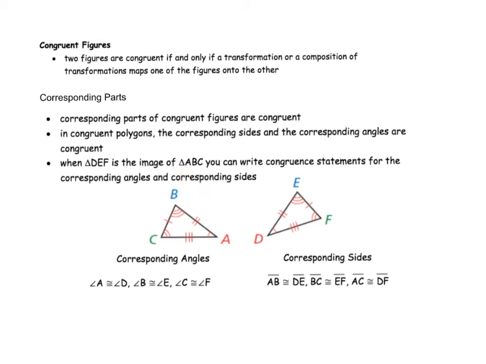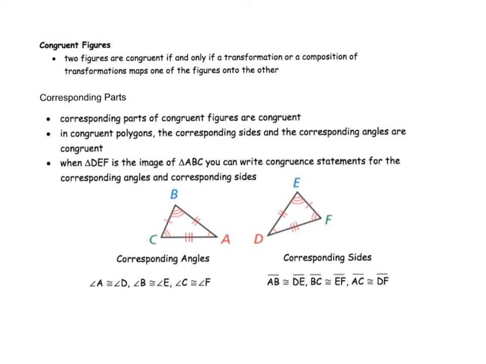So, when triangle DEF is the image of triangle ABC, you can write the congruency statements for the corresponding angles and corresponding sides. Let's look at the angles first. Angle A is congruent to angle D. Angle B is congruent to angle E. And angle C is congruent to angle F. The dead giveaway here is, notice their markings are identical, okay? So that's what you're looking for here, the markings.